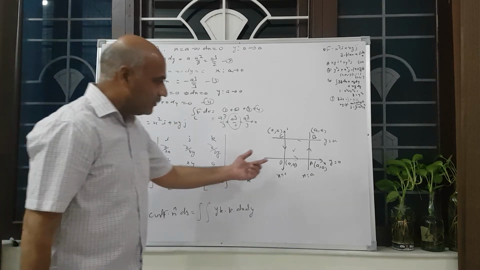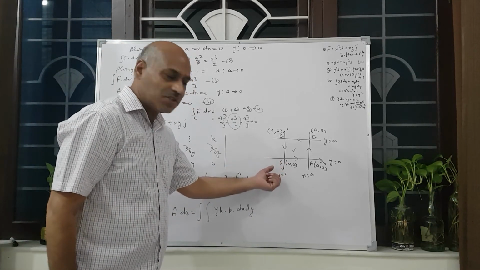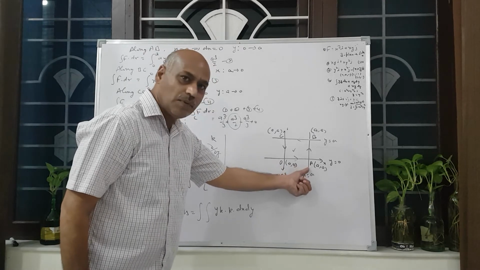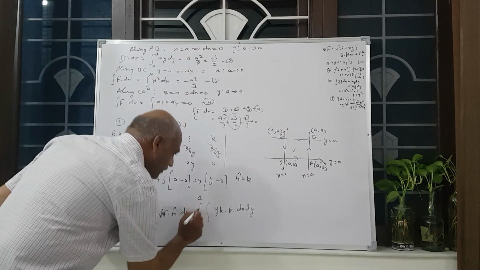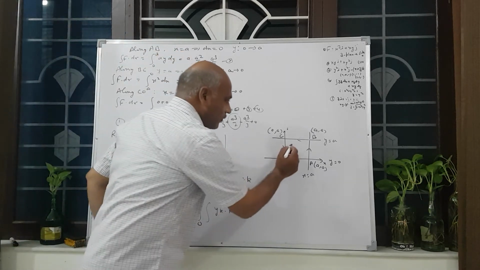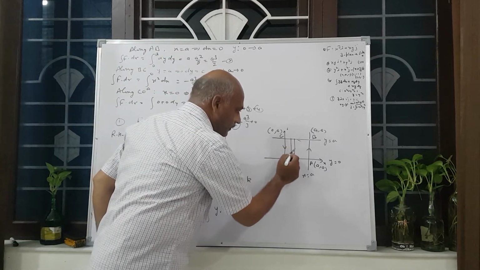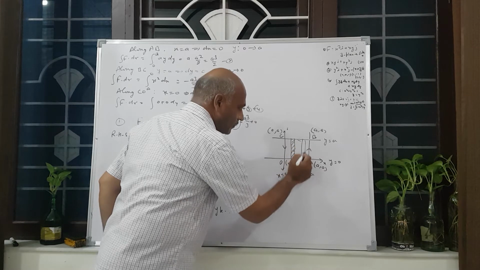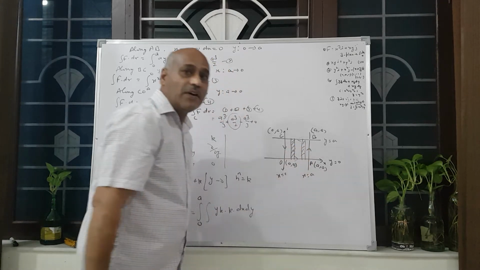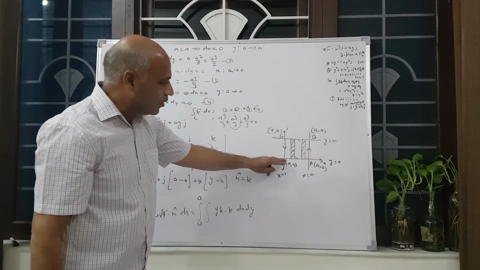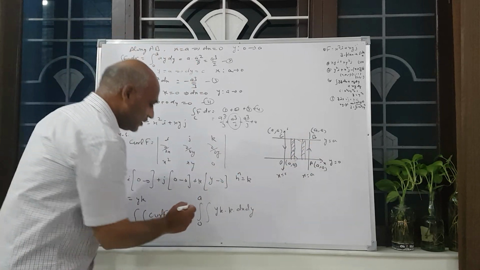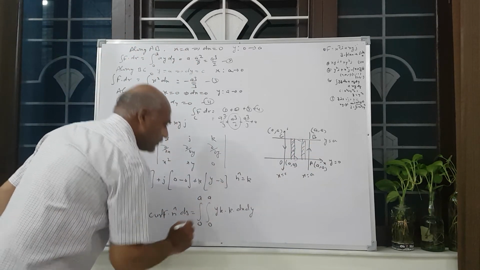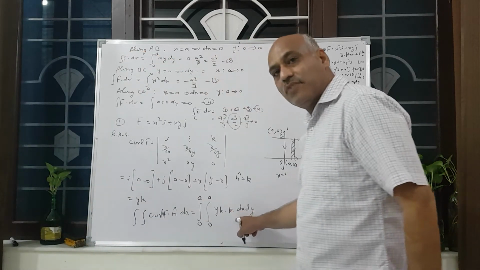So here we see the limit of x changes from 0 to a. And for y we make strips. For the value of y we make strips, so the lower part is y equal to 0 and the upper part is y equal to a. So the limit here is also 0 to a. K dot k is 1.